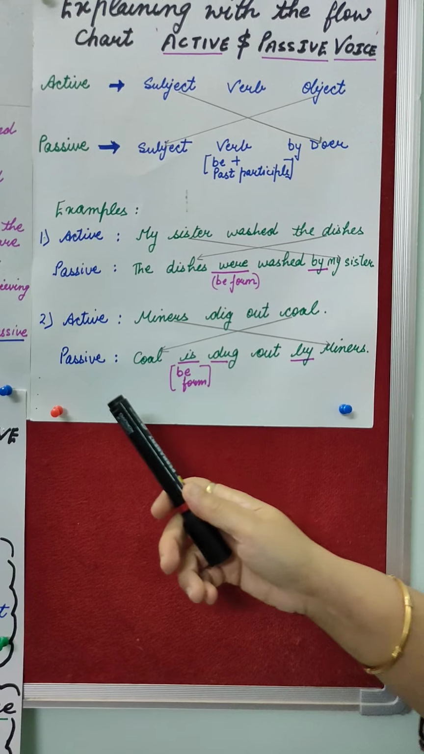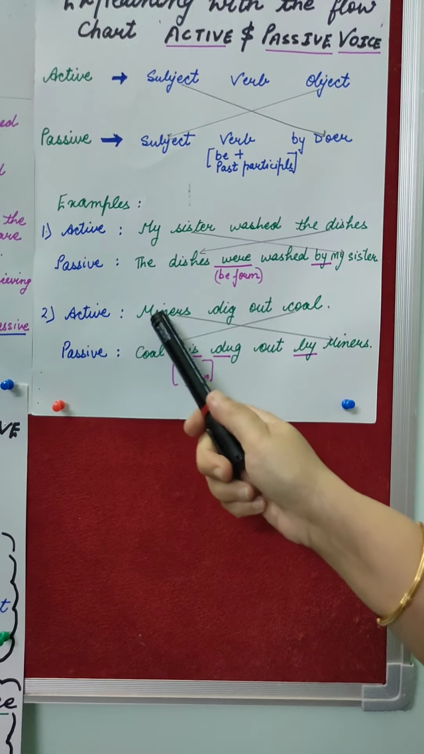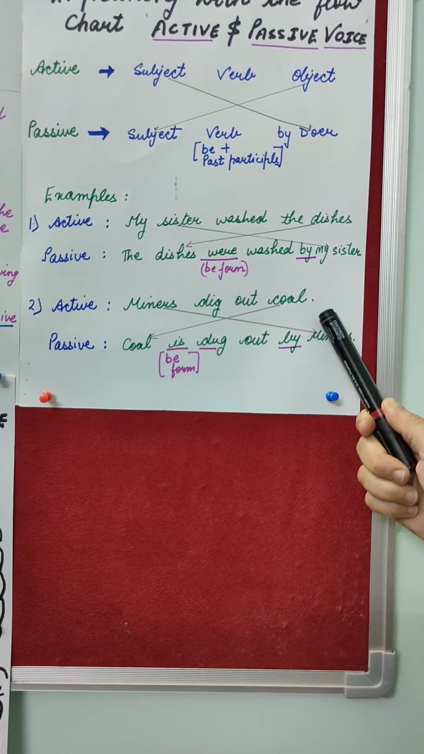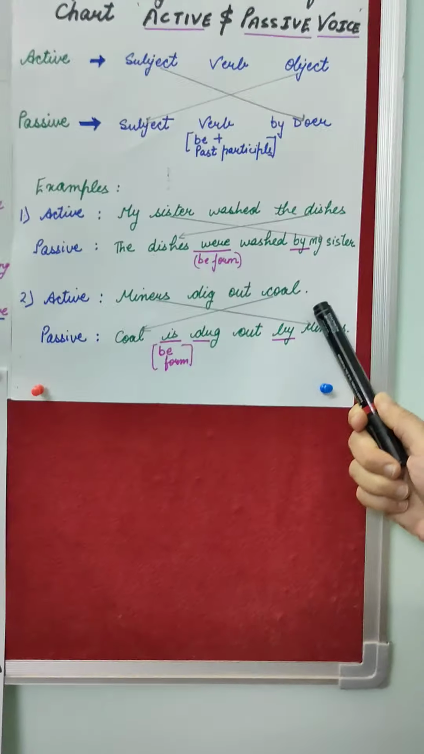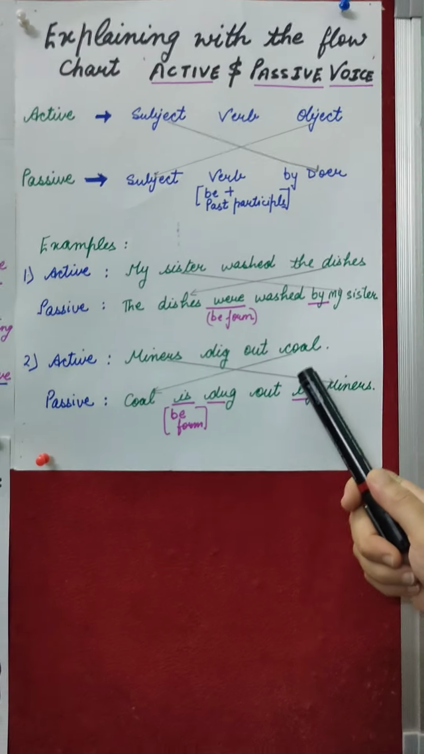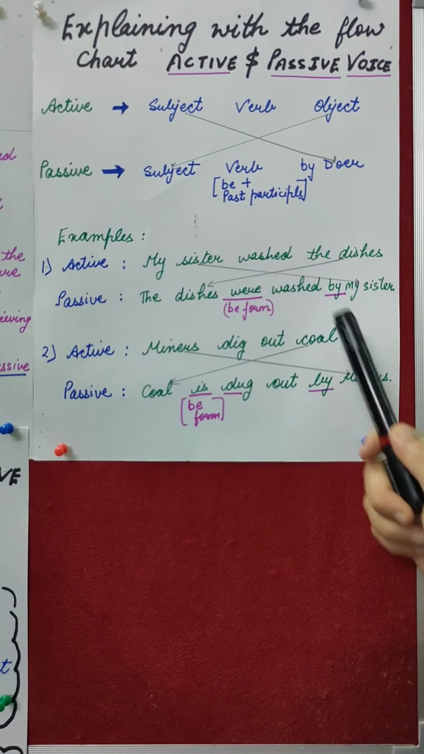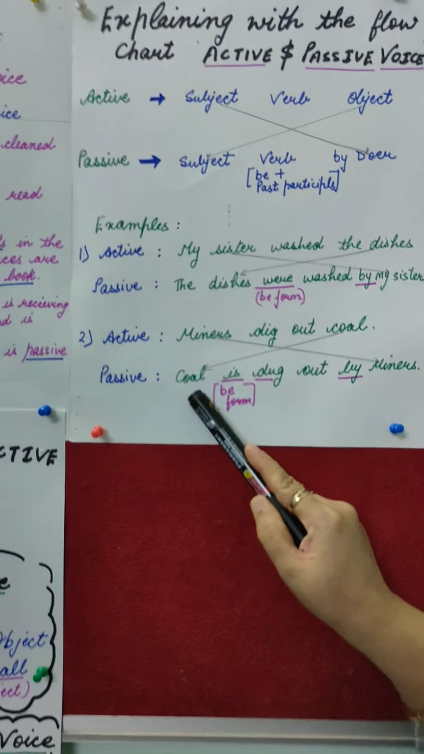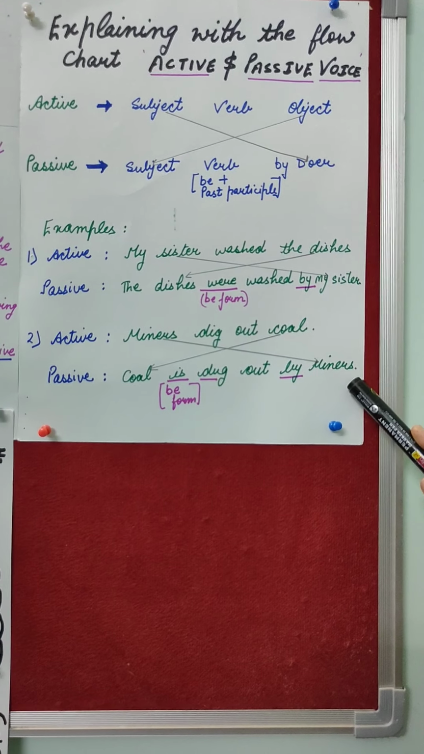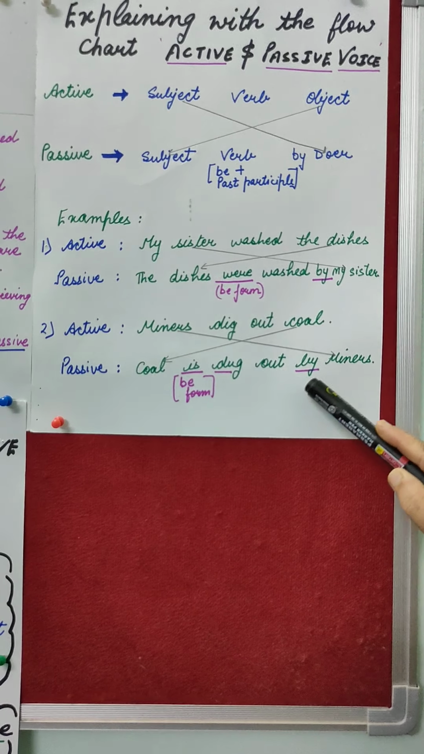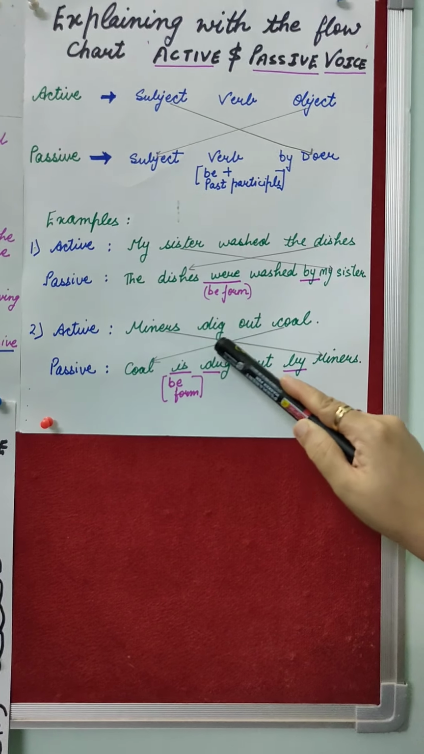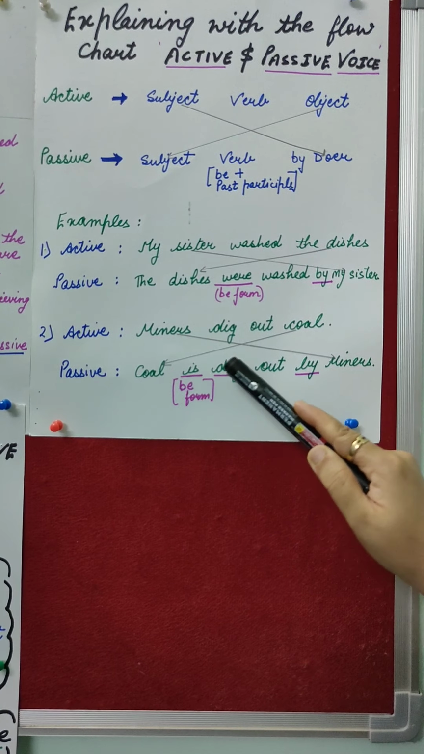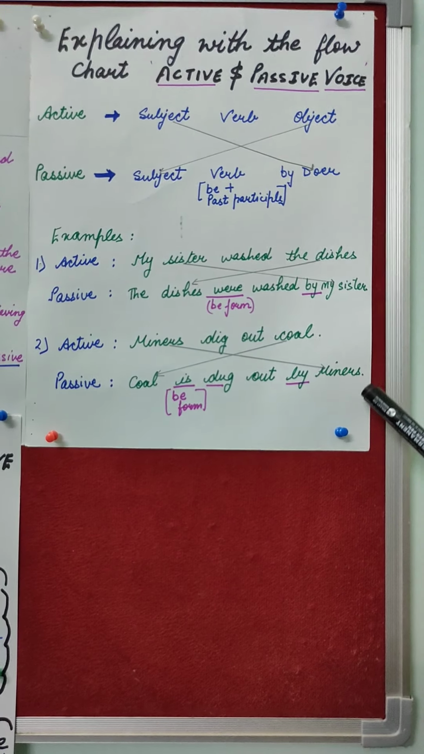Let us take another illustration also. Miners dig out coal. The active voice sentence. Miners are doing the action. They are the doers here. When we make it a passive, the coal becomes the subject. Miners become the doer. They become the object, which is preceded by "by", and dig is added with the be form. Coal is dug out by miners.